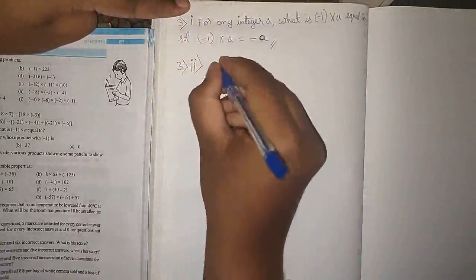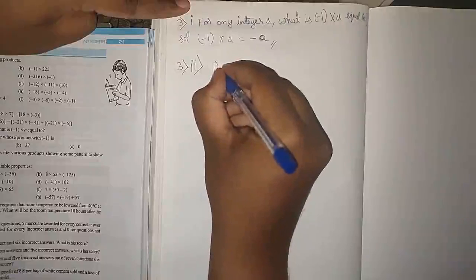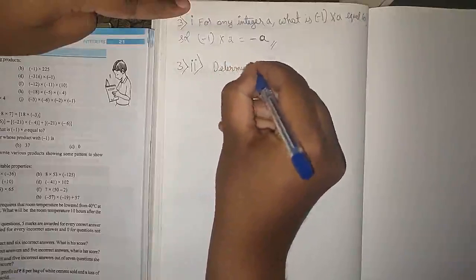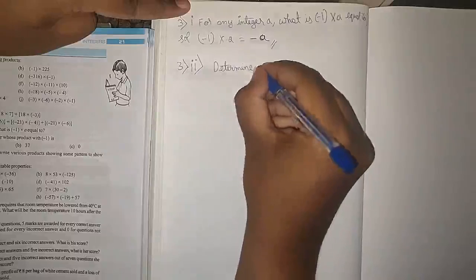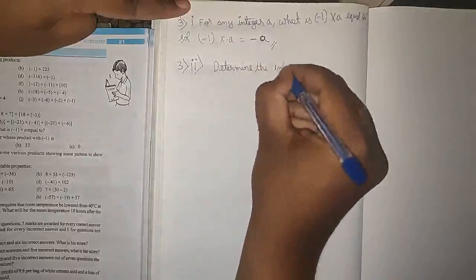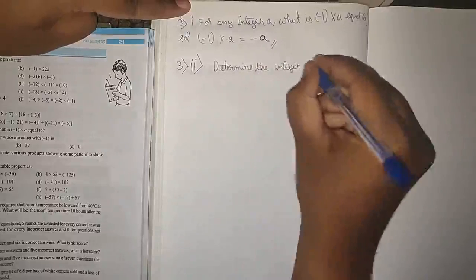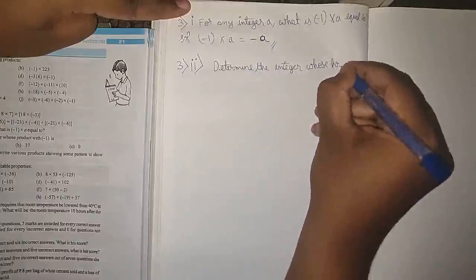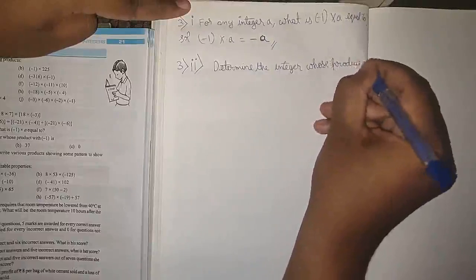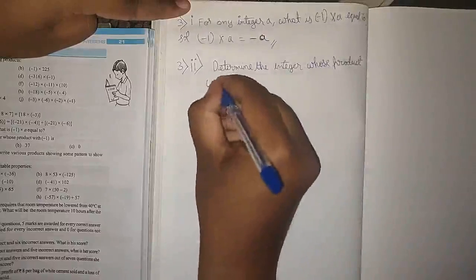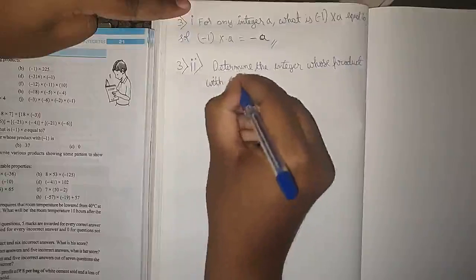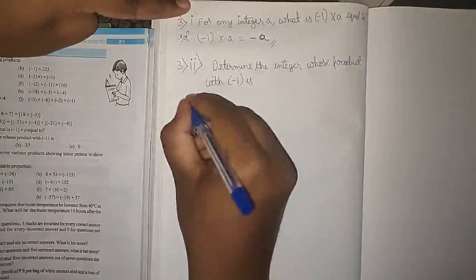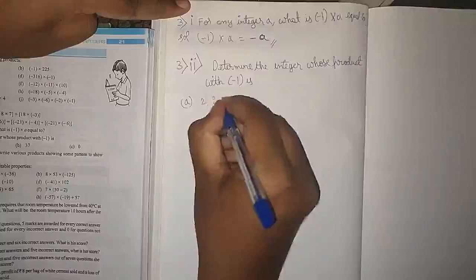Okay, now let us come to third question, second part. Determine the integer whose product with minus 1 is, first one, that is a, 22.